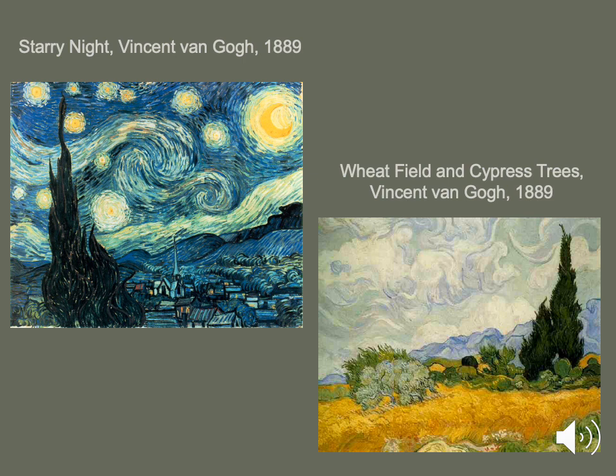You can also look at the use of color. He uses a lot of complementary colors, or colors that bounce off of each other. So in Starry Night, we see yellows and blues. And then in Wheat Field and Cypress Trees, we're seeing purples and greens and yellows, all colors that are very vibrant and that create a very dynamic scene for our eye to take in.